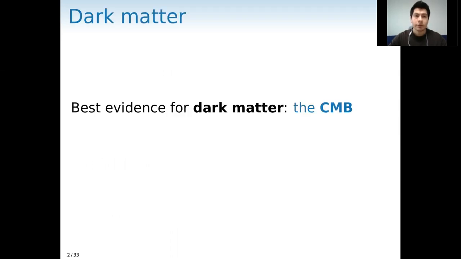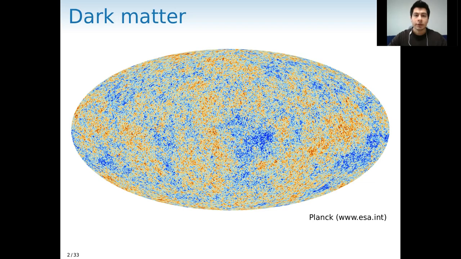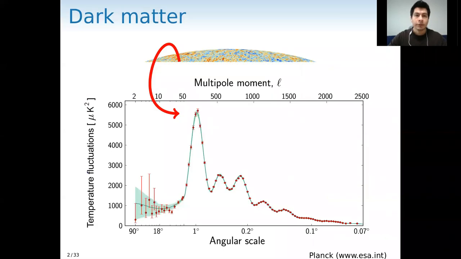So first, what is the best evidence for dark matter? I think one of the best evidences is the CMB, the cosmic microwave background radiation, that has been measured. In this case, we can see the anisotropies in the cosmic microwave radiation that have been measured by Planck from the European Space Agency. And here we can see fluctuations in the temperature that have an order of magnitude that is close to the order of millikelvin. From these fluctuations in the temperature, we can calculate the power spectrum of the CMB, which is the red points that we can see in this plot with their error bars. We can see that these points have been measured with very good accuracy.